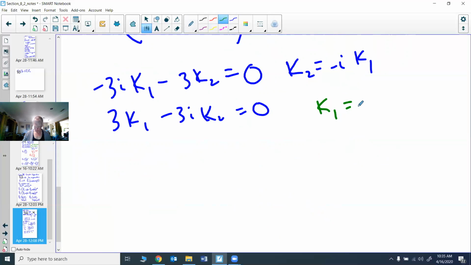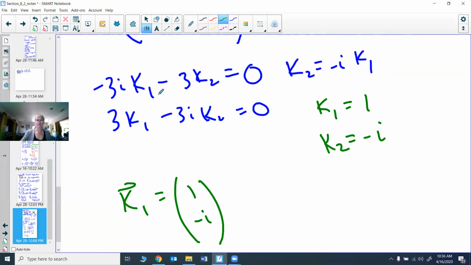So maybe I could pick 1 for K1, and that works just fine. You could pick anything you want. You could pick 50 if you like the number 50, just your numbers are going to get bigger. And then you end up with K2 equal to -i. All right, we'll see where that goes. Now let's look at what the K is. So K1 is the vector 1, -i.